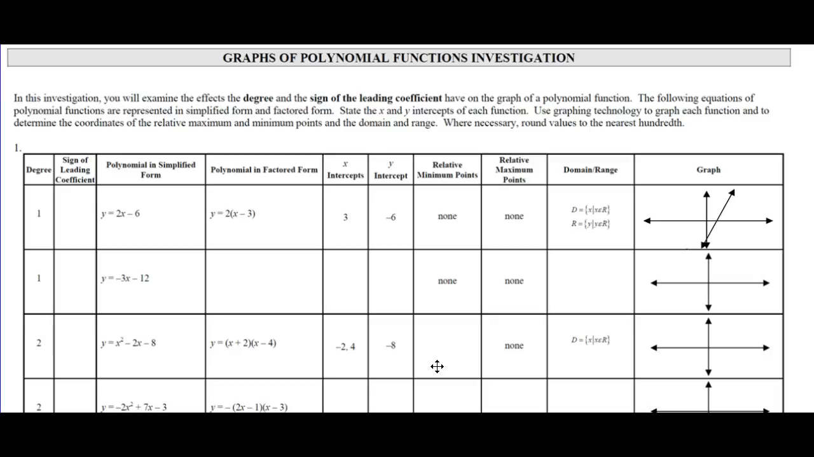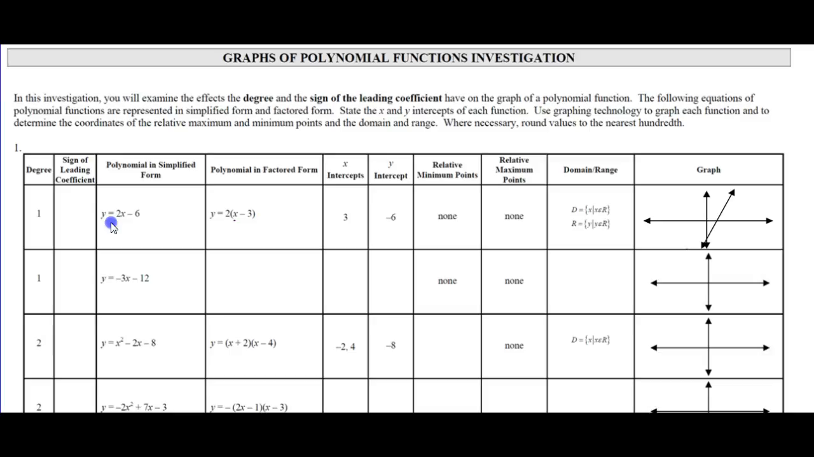Here are the possible characteristics, not necessarily the exact characteristics of that one, but if I give you an equation and say, without using a calculator, tell me about this, then you can tell me stuff, right? That's what we're looking for here. The following equations of polynomial functions are represented in simplified form. Then we need the factored form. From the factored form, we'll get the x-intercept. From the simplified form, we'll get the y-intercept. We will determine whether there are relative minimum or maximum points.